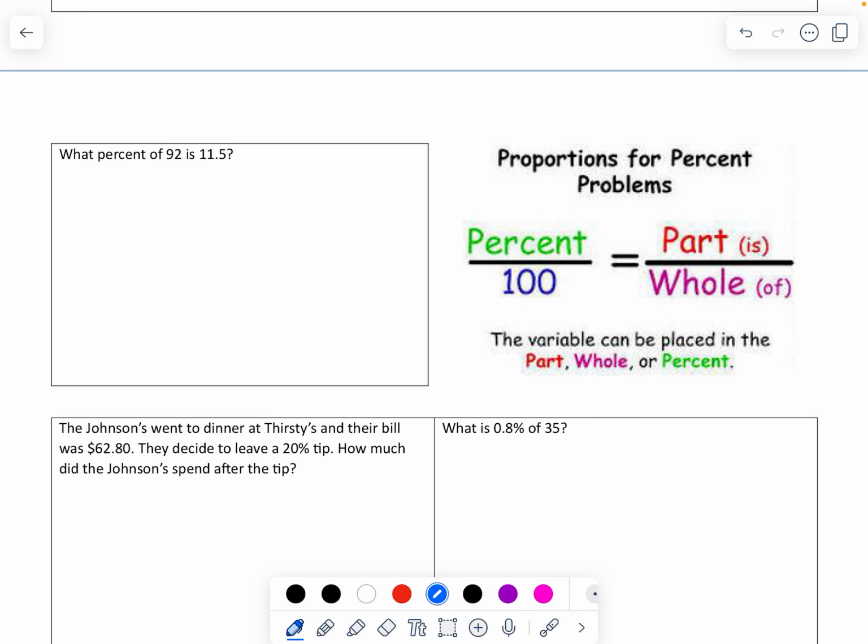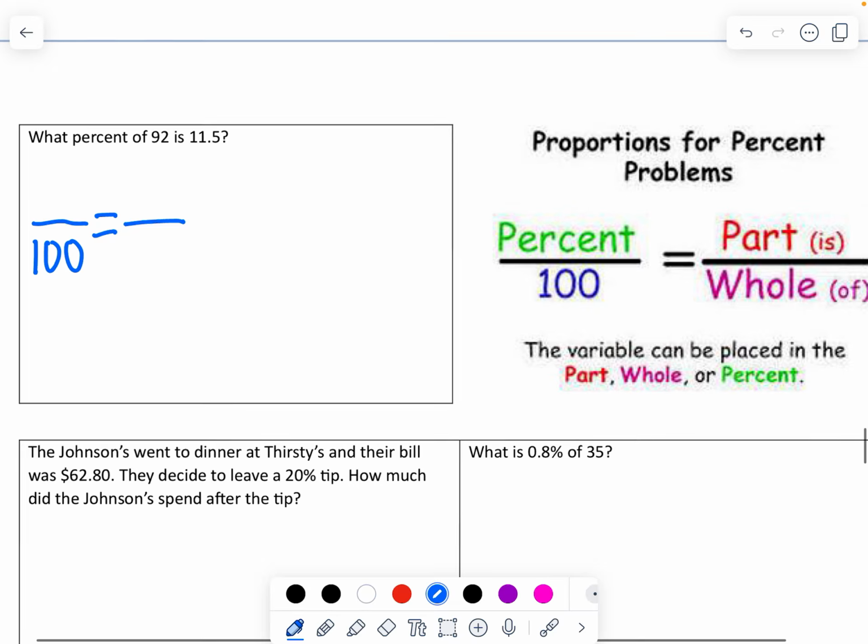On this one, we're going to set it up the exact same way. So set up your proportion, and the 100 is in the bottom left. It says, what percent of 92 is 11.5? This one's different because there's no percent. So that means I know right away that I'm missing the percent. So the X is going to go where the percent usually goes.